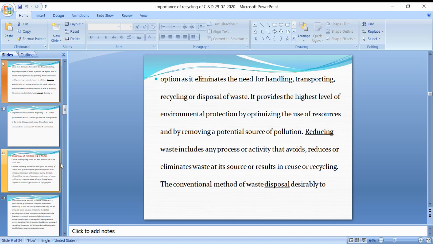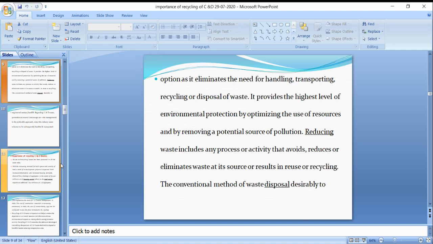So reducing the waste includes any process or activity that avoids, reduces or eliminates the waste at its source or results in reuse or recycling. So you can use any process for reducing. You can use the landfill method or incineration method, or if you use disposal into the ocean, like that. Any process or activity that avoids, reduces, or eliminates the waste at its source or results in reuse or recycling.